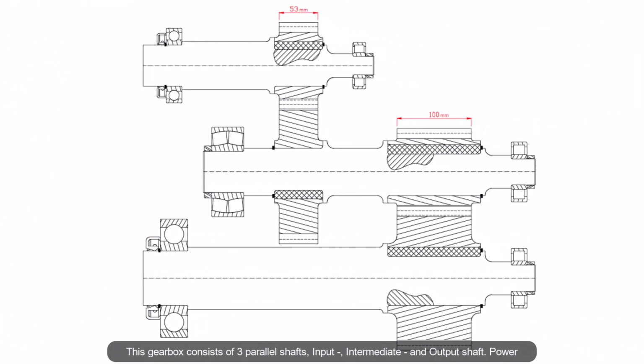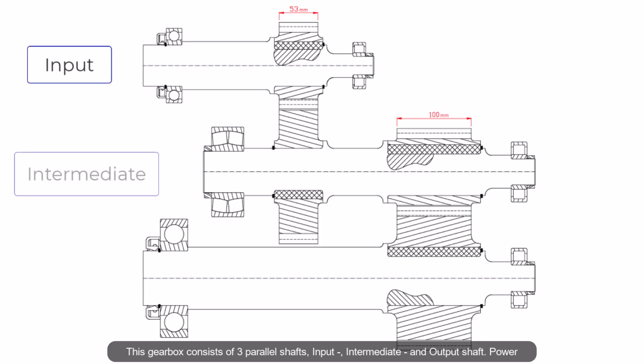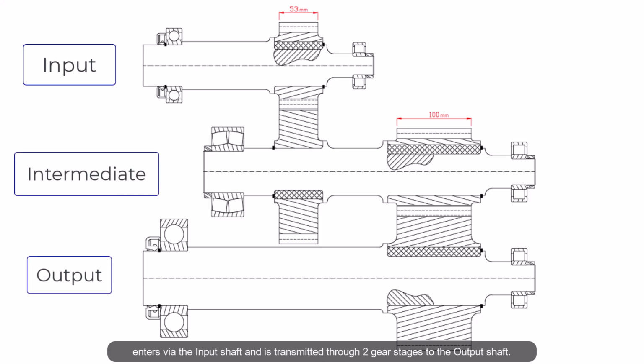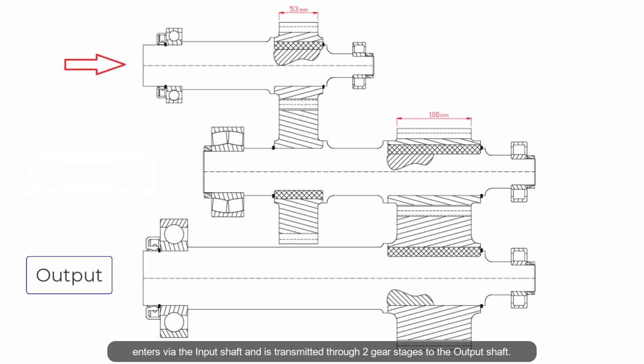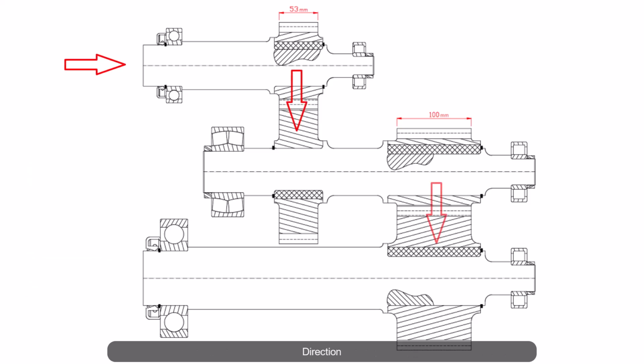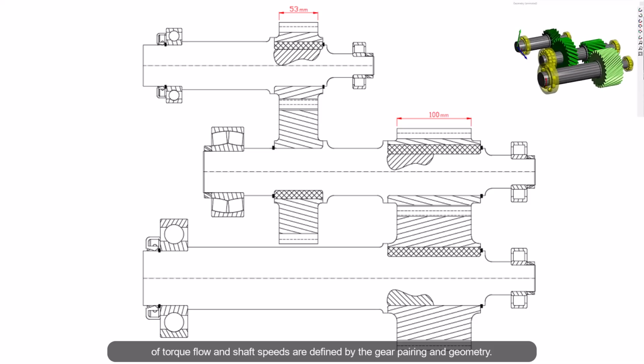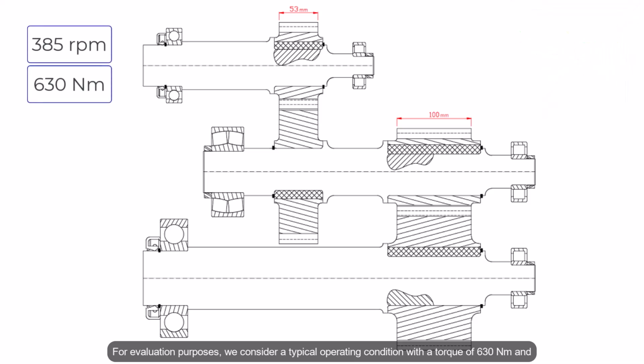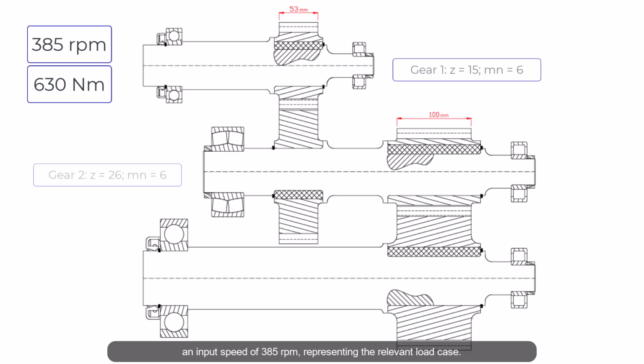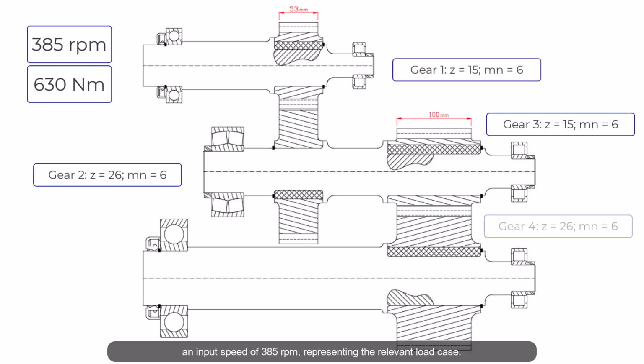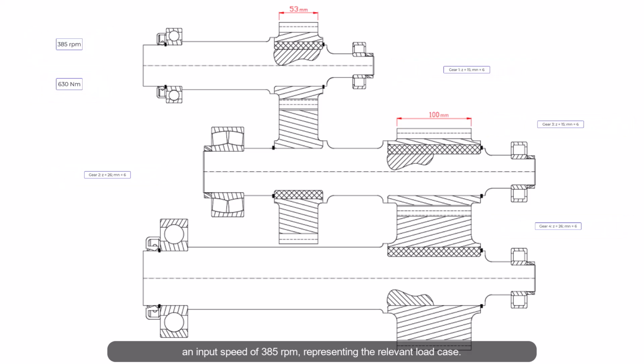This gearbox consists of three parallel shafts: input, intermediate, and output shaft. Power enters via the input shaft and is transmitted through two gear stages to the output shaft. Direction of torque flow and shaft speeds are defined by the gear pairing and the geometry. For evaluation purposes, we consider a typical operating condition with a torque of 630 Nm and an input speed of 385 rpm, representing a relevant load case.